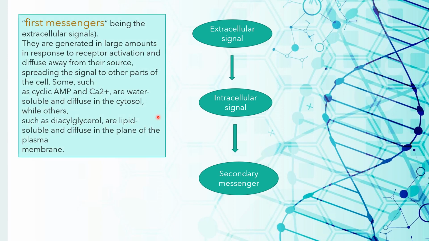Now secondary messengers. They may be cyclic AMPs or calcium. These are water soluble, so they will diffuse in the cytosol. Others, for example DAGs, are lipid soluble, and they will diffuse in the plane of the plasma membrane. So these are the different types of secondary messengers which will be generated after the signal from outside leads to activation of intracellular signals, and that in turn leads to production of these secondary messengers, which will have the same effect which we discussed earlier.